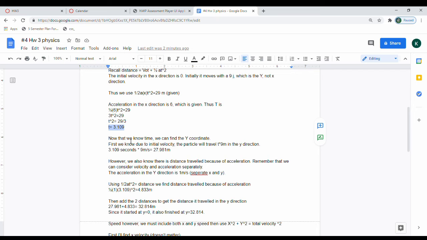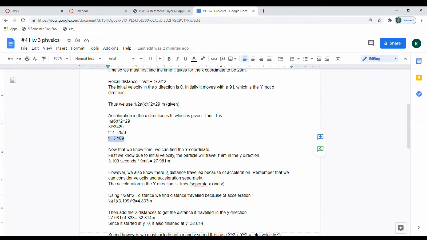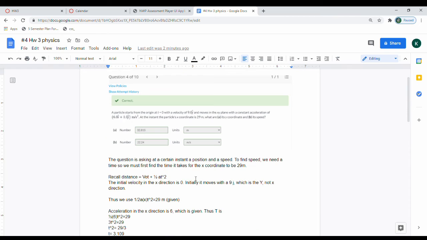So now that we know what the time is, we can find the y coordinate. Due to the initial velocity, which is 9 meters per second in the y direction, it will move this far. But it also moves because of acceleration. We can consider the velocity and acceleration separately, because they are two different vectors. The acceleration in the y direction is just 1 meter per second squared. It was given to us right here.